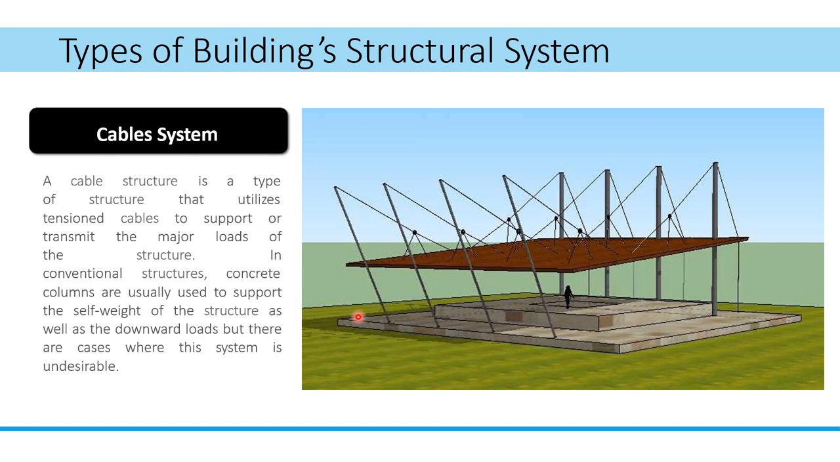In conventional structures, like beams and columns, concrete columns are usually used to support the self weight of the structure as well as downward loads. But there are cases where this system is undesirable. For example, in a large parking area, you want to avoid the central columns because of easy movement of vehicles. At that point, cable systems are the best you can use. Even they are cheap.